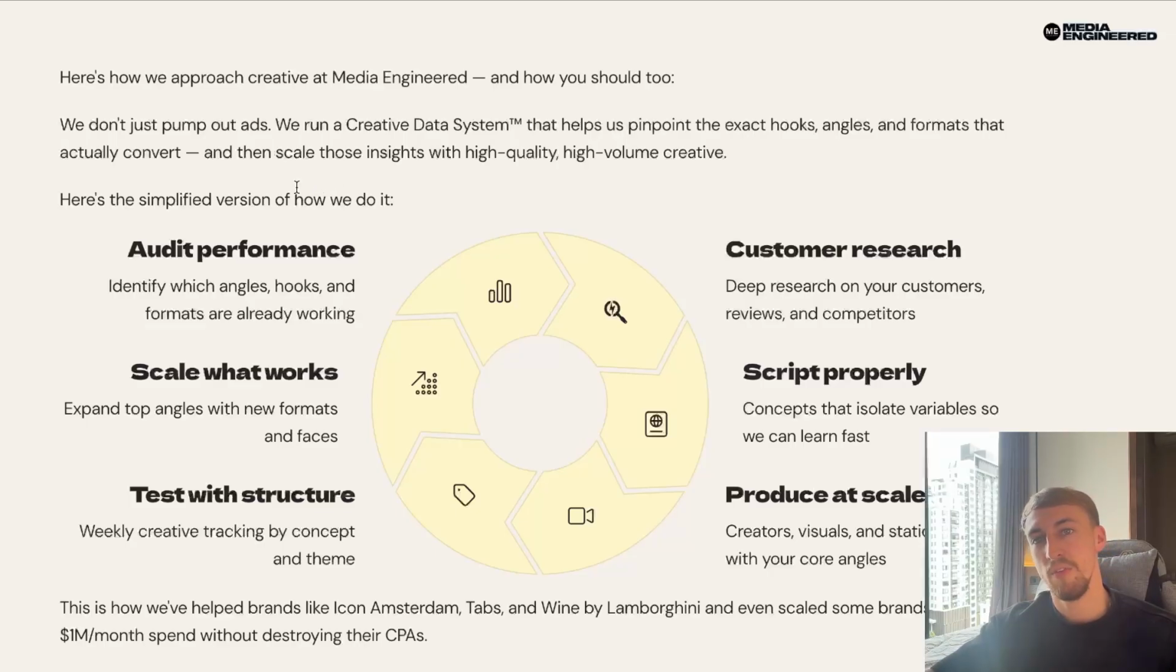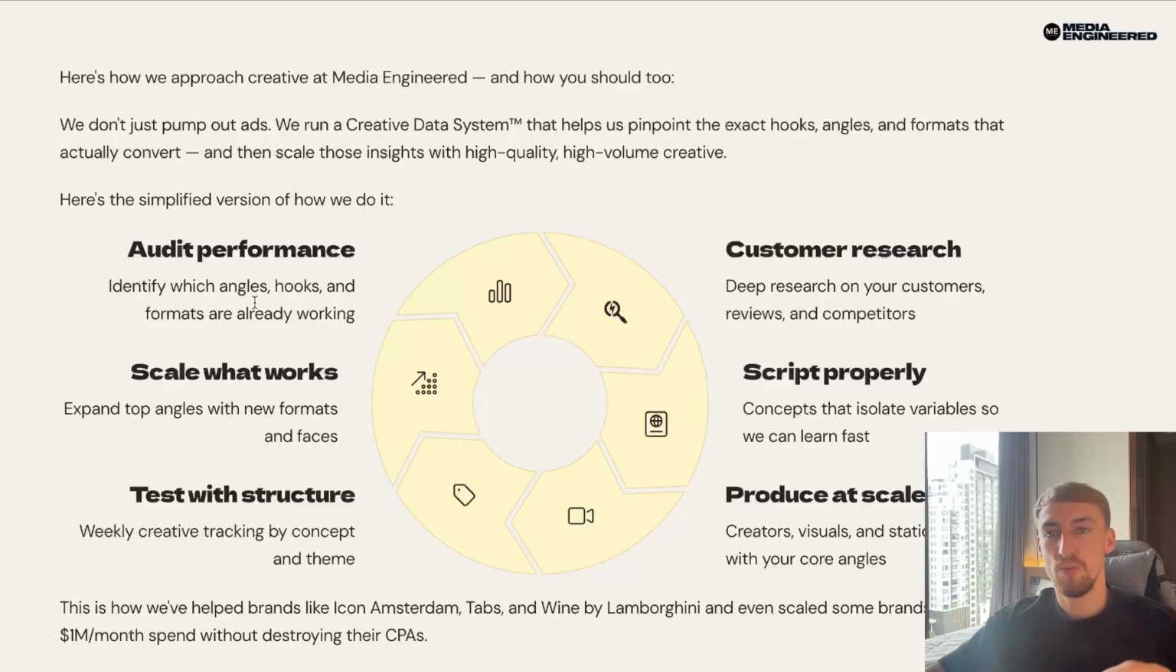Now here's a simplified version of how we do it. So first of all, audit performance. So identify which angles, hooks and formats are already working. Now I want you to take your time with this and really look at every metric, soft metric, the angles that you're using, the full funnel metrics that we'll get onto later on, and try and figure out why you think this ad performed and why other ads didn't perform, and then you can start reverse engineering your existing ads.